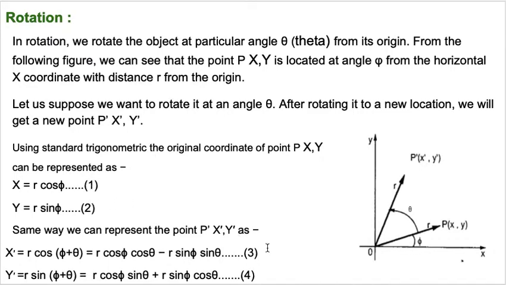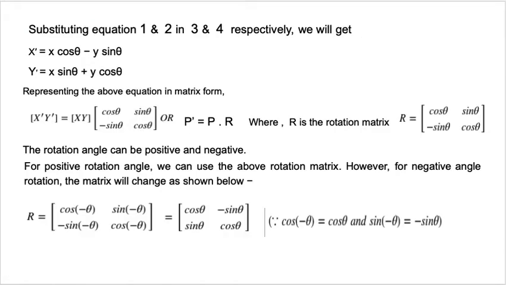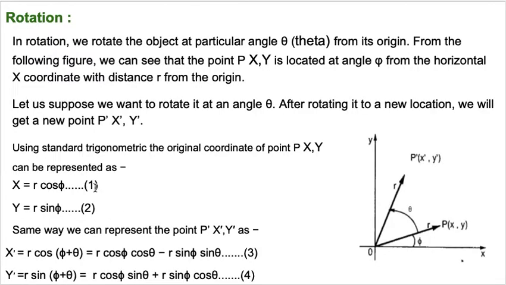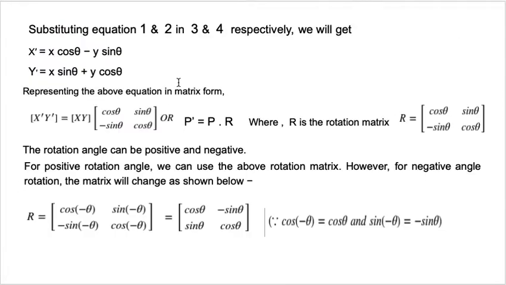From these four equations, 1, 2, 3, 4, substituting 1 and 2 in 3 and 4 respectively, we get x dash equal to x cos theta minus y sin theta. Similarly, y dash is equal to x sin theta plus y cos theta.